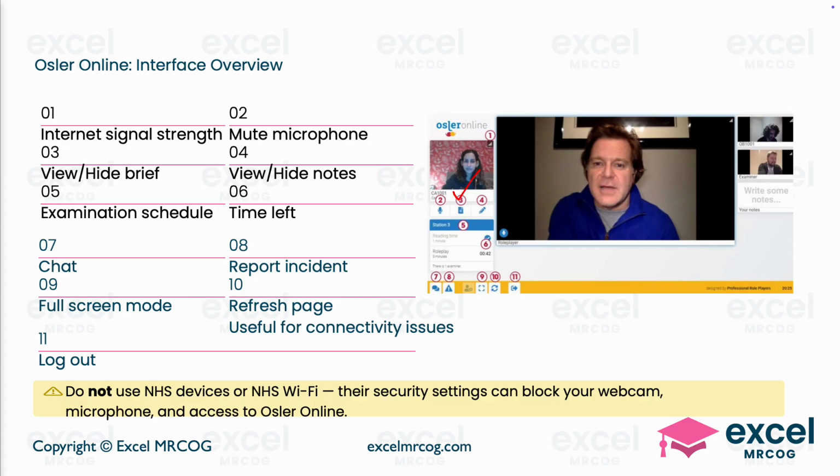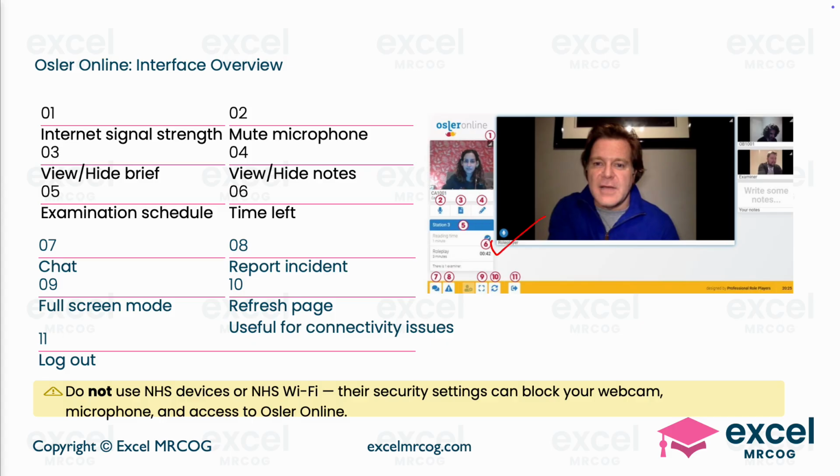Number 3 is view or hide brief. That is, you view or hide the question. Number 4 is view or hide notes. During the reading time, you would get access to notes and you could jot down important points. You could view or hide notes by clicking here. Number 5 is the exam schedule. It indicates the task that's ongoing.